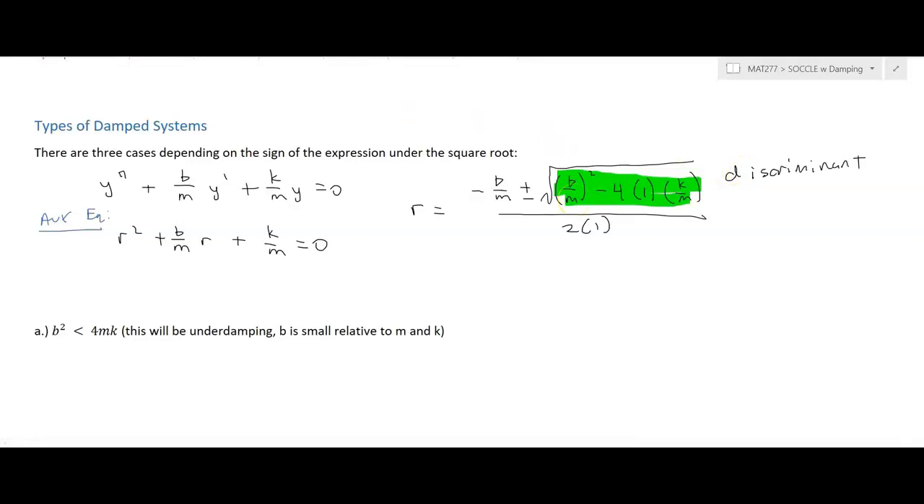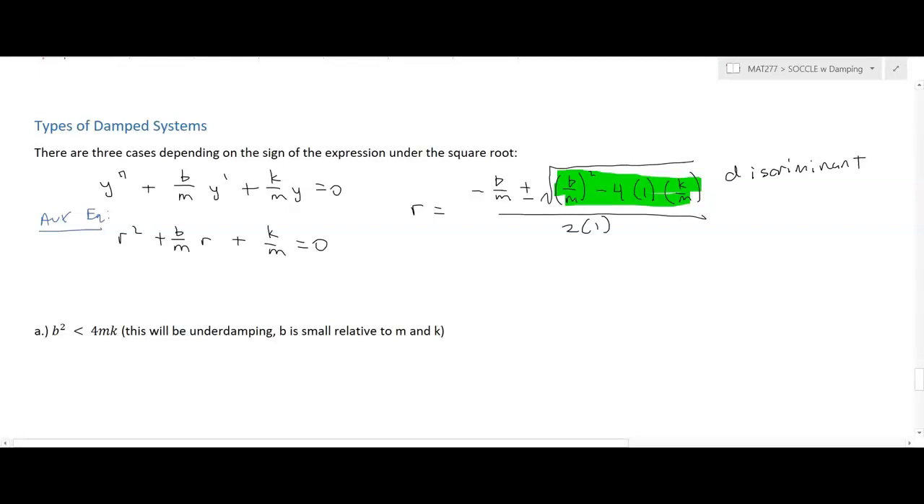And it depends on where that is relative to 0. If this quantity is bigger than 0, that is, a positive number, then we're going to have two real solutions. If this number is negative, then we're going to have complex solutions, and if it's equal to 0, we're going to have a repeated root. Then we'll have negative b over m plus or minus 0 over 2, and negative b over m plus 0 and minus 0 produces the same result.